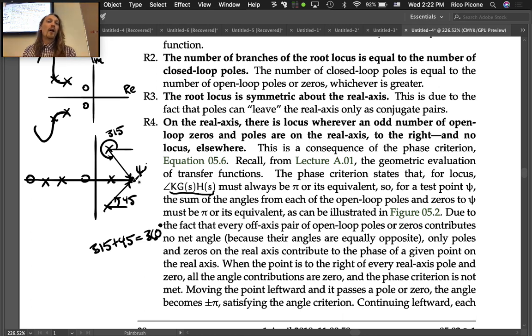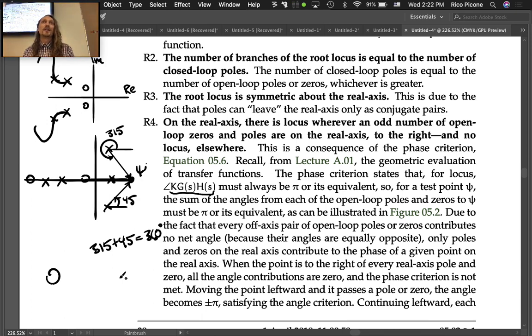If you're right of all of the poles and zeros, they all have the same zero contribution, right? The angle of the vector drawn from here to there is 0. The angle drawn from there to there is 0. The angle from there to there is 0, right? So you add up zeros, and then you add up things that just cancel each other. So if you're right of any of these poles and zeros on the real axis, you have no locus because your total angle is 0 when you add up all those angle contributions.